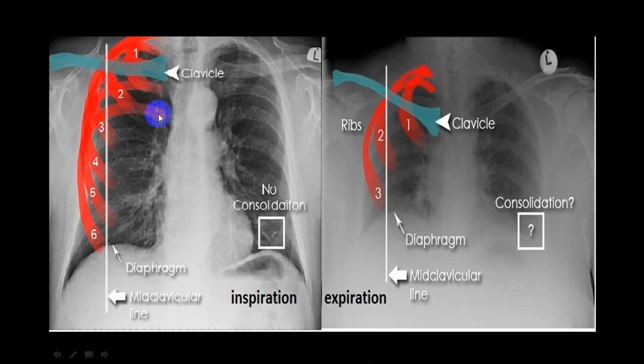So look at this, this is the anterior end. So it is 6, and this is in expiration. This is at the level of 3rd. So this is poor quality. This is at the 6th, good quality.